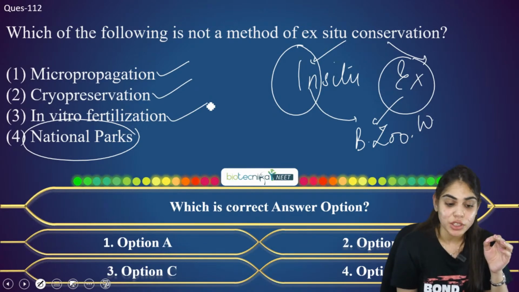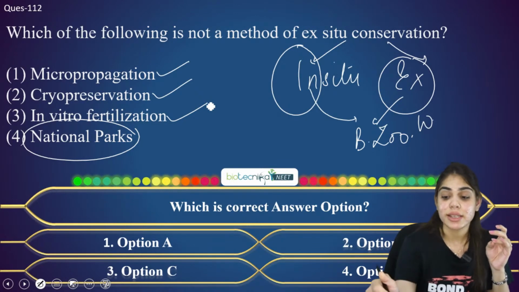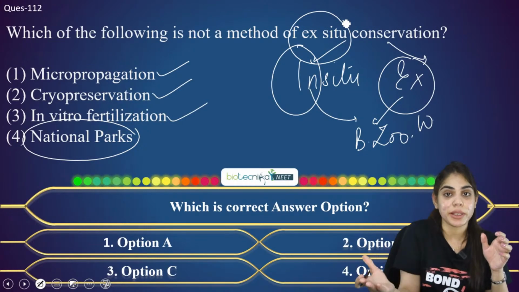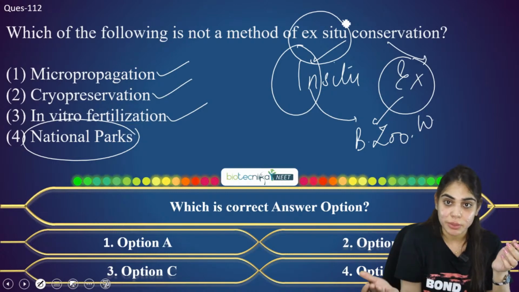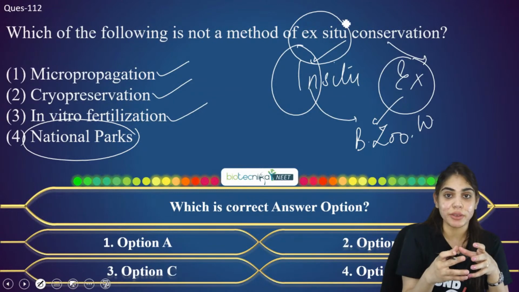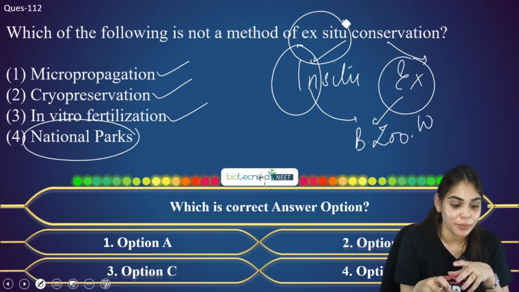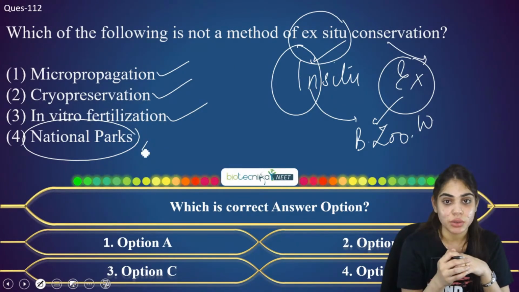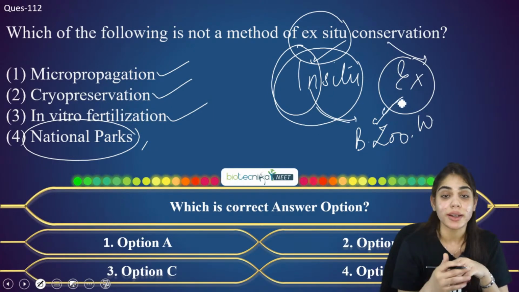That is micropropagation, cryopreservation as well as in vitro fertilization, that is ex situ conservation, because we are doing in vitro fertilization in some other place where animals are not there or plants are not there. Cryopreservation is done in some other place, micropropagation in some other place, but where there is natural habitat, we can conserve this ecosystem or directly plants and animals in their natural habitat. This is what is called national parks, wildlife sanctuaries as well as zoological parks. So this is an example for in situ conservation, not ex situ.